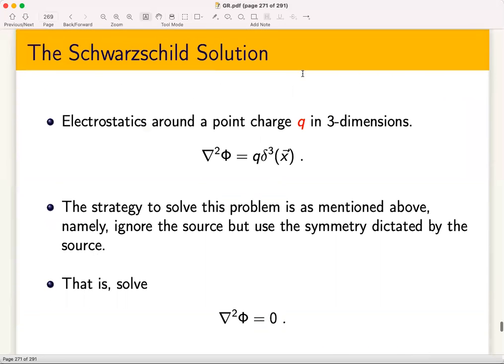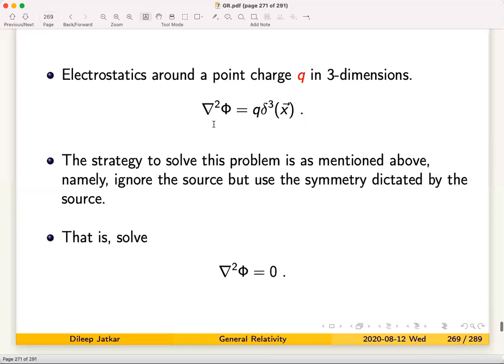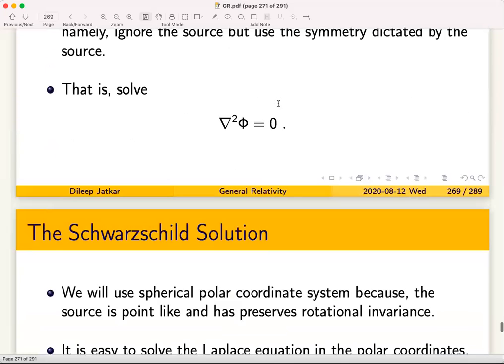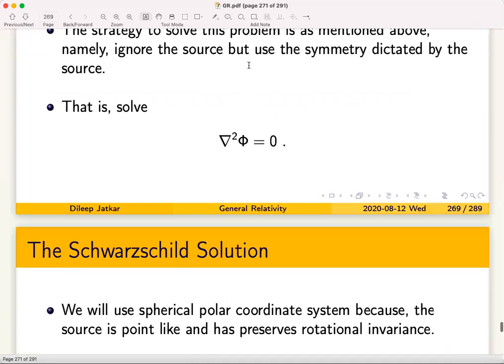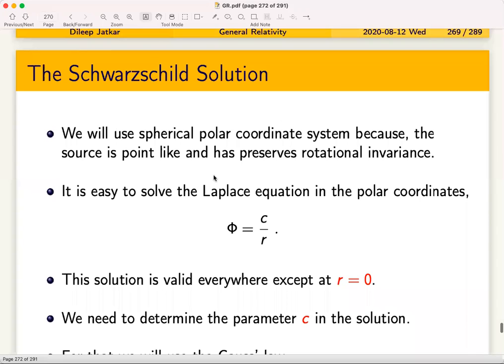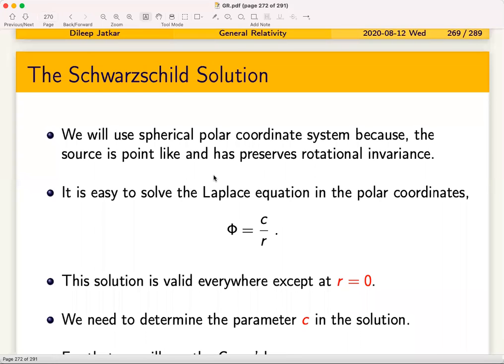So if you do that, then our equation, which would have looked like a Poisson equation, that the Laplacian acting on the electrostatic potential is equal to the charge times the delta function, because we are taking a point charge, we will solve by using spherical symmetry, but ignoring the source, and solve the Laplacian acting on phi is equal to 0. We will solve this equation everywhere in three-dimensional space except at x equals 0, the place where the charge is. That is a valid thing to do simply because the delta function is 0 everywhere else except at x equals 0. The only thing that we need to take care of is the symmetry dictated by the source, and that is a spherical symmetry, and therefore we should seek a solution which has spherical symmetry.